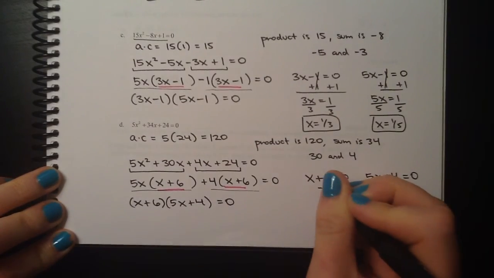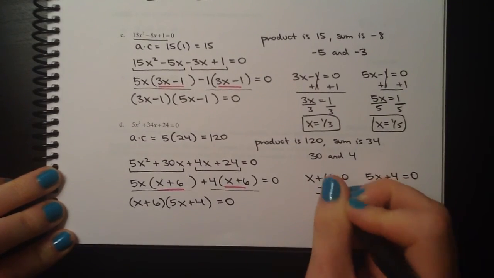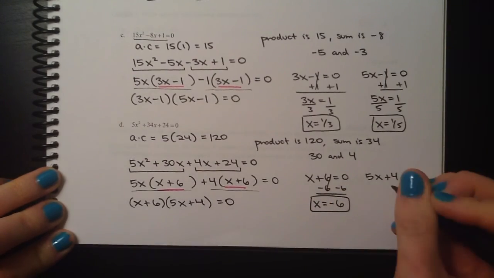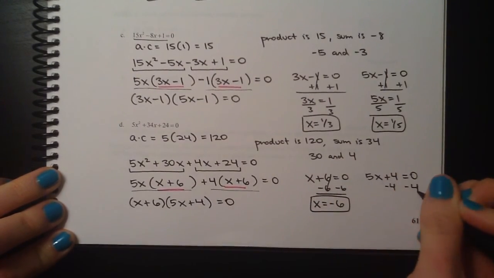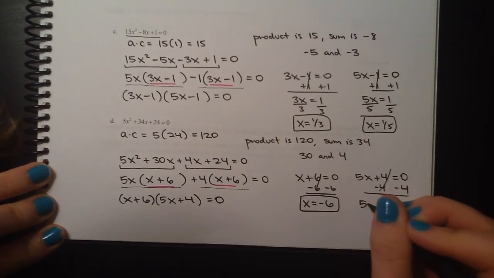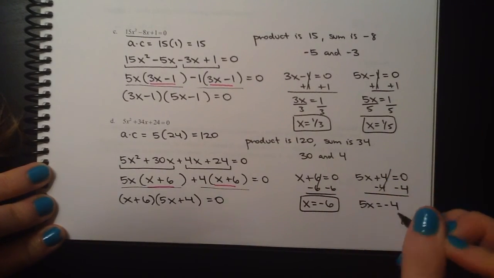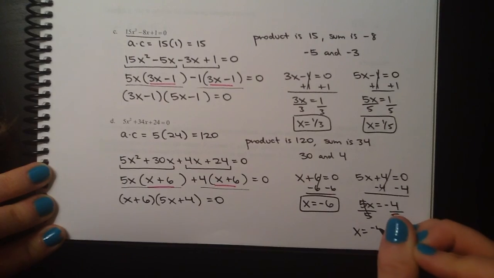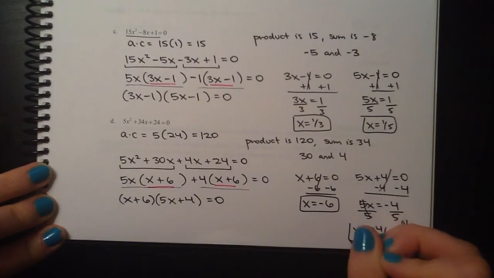Okay, so subtract 6 for this one. And we get negative 6 is one of our answers. Here are a couple moves. Start by subtracting 4. Okay, and then divide both sides by 5. These cancel. So last piece here, we get a negative 4/5.